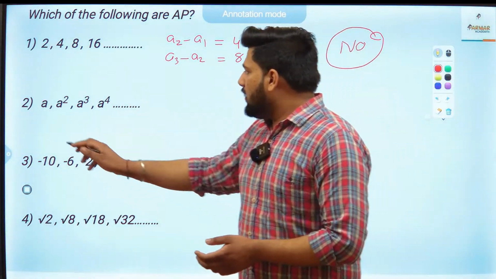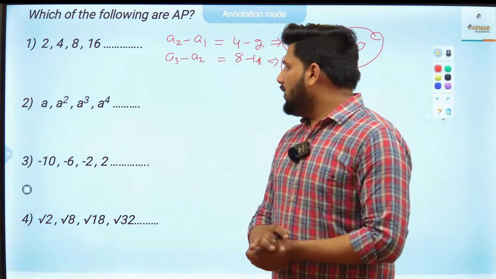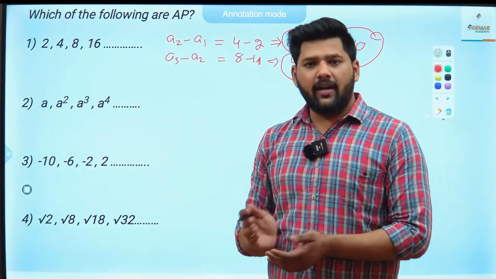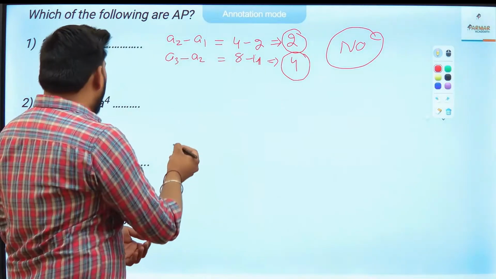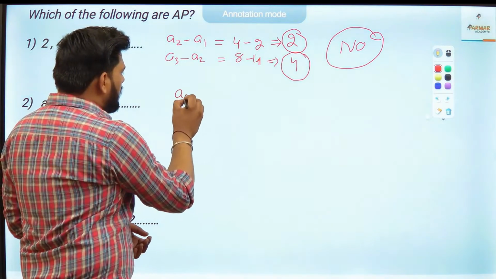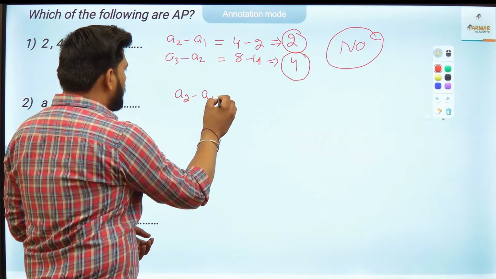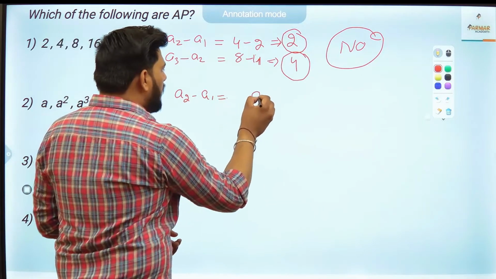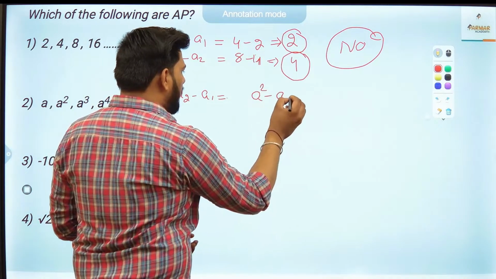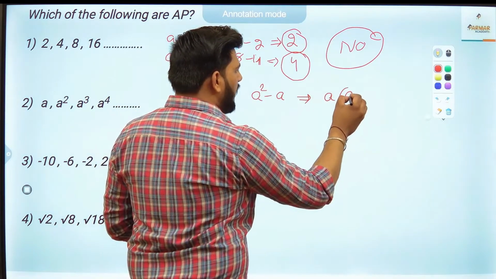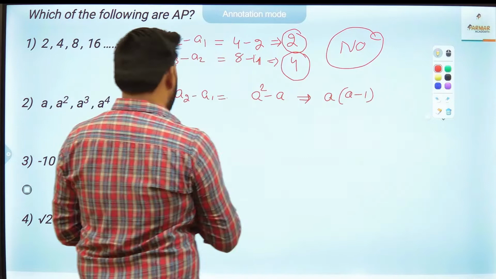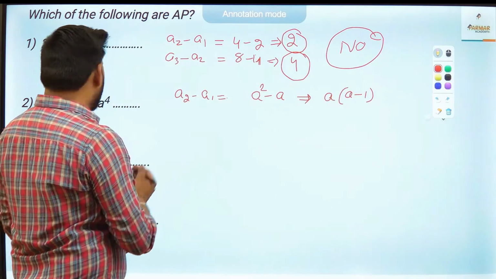The second is A square, A cube, A4. Again a sequence is given and we have to check whether it is an AP or not. Again the difference, second term minus first term, is equal to A square minus A. Now factorize it. Taking A common, it is A into A minus 1. This is the difference between the first two terms.